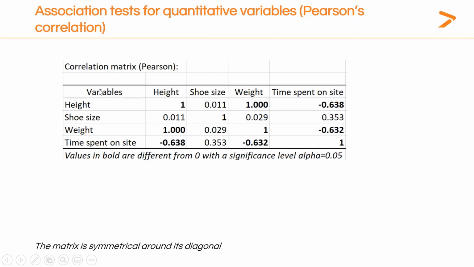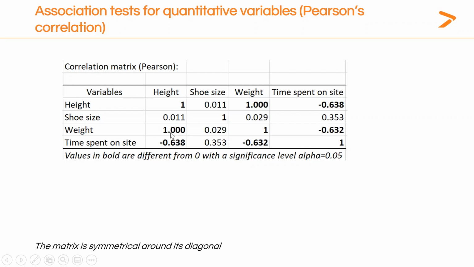So the correlation matrix shows you the different variables in rows and the different variables in columns as well. Each number corresponds to the correlation coefficient between the 2 variables that are taken into account. So for instance, the correlation coefficient between shoe size and time spent on site equals 0.35. Correlation coefficient between height and time spent on site equals minus 0.64. And as I told you, how to interpret the correlation coefficient.